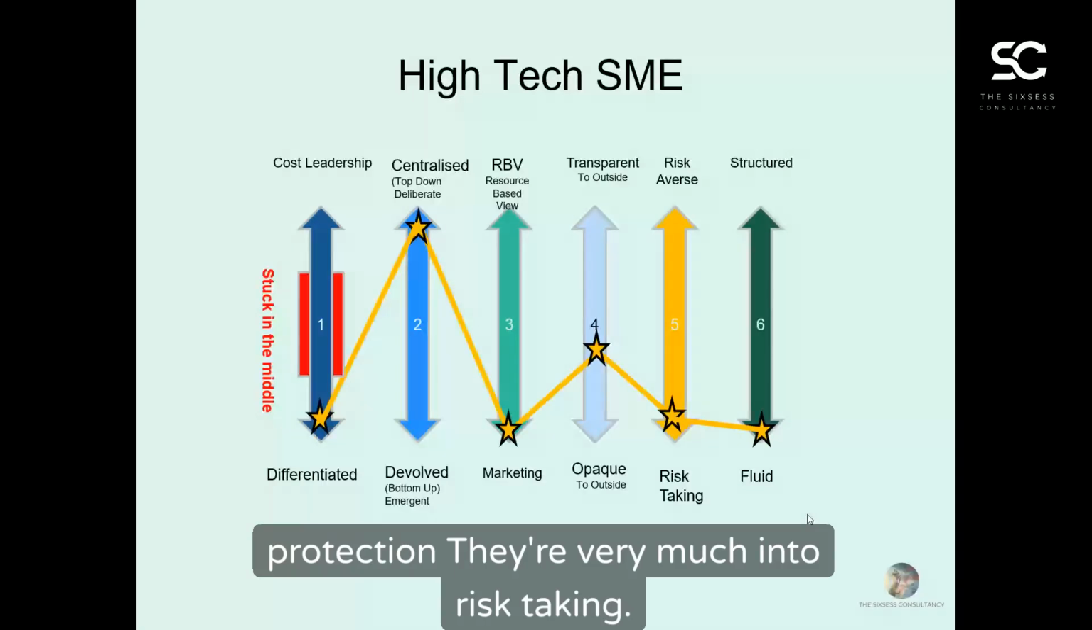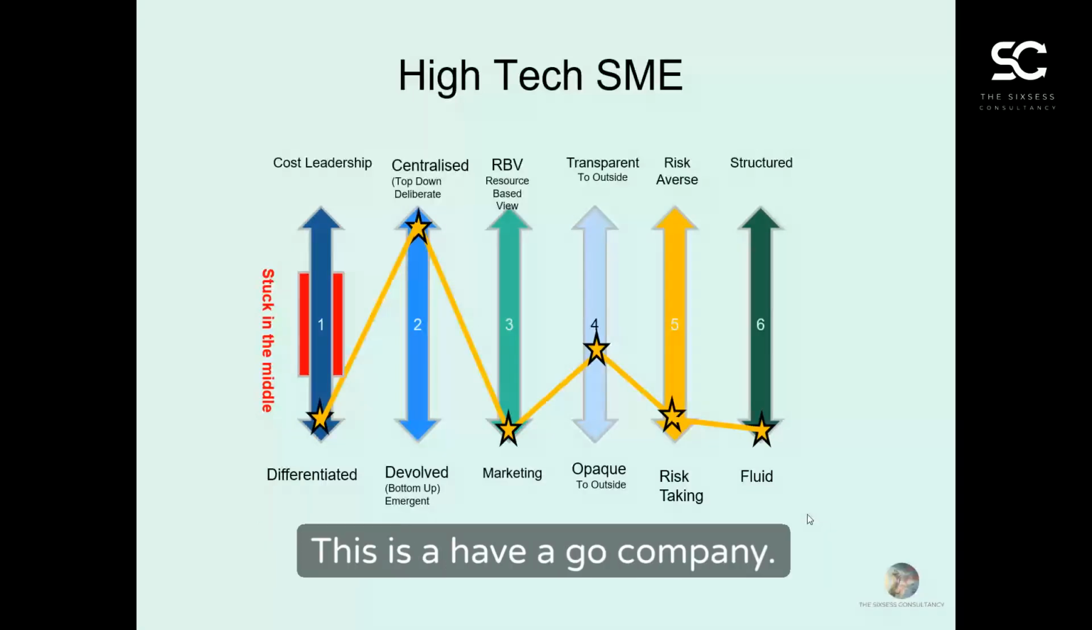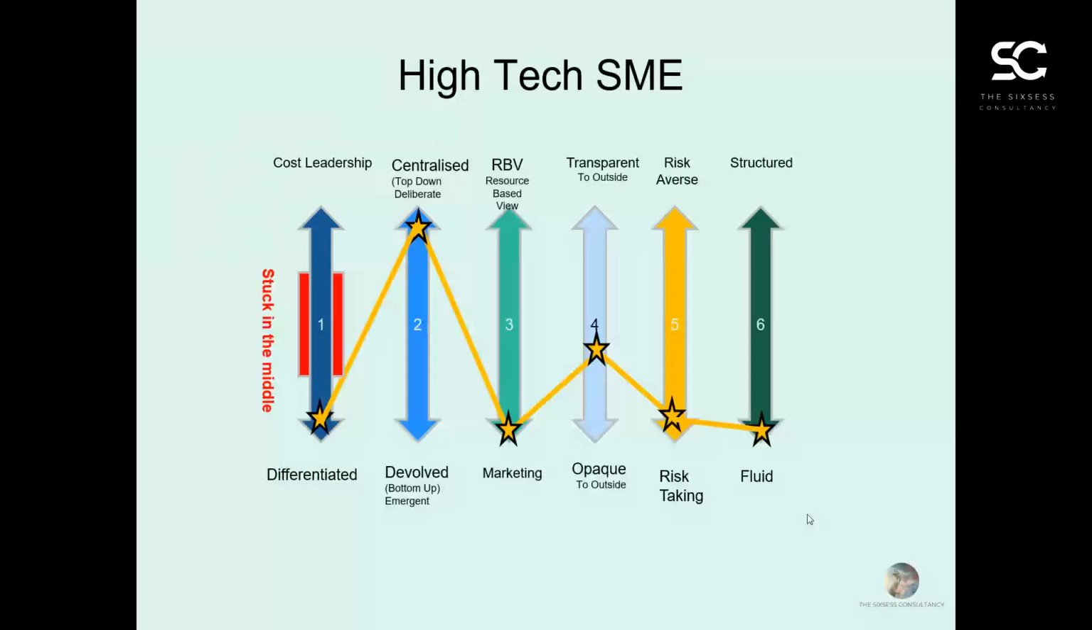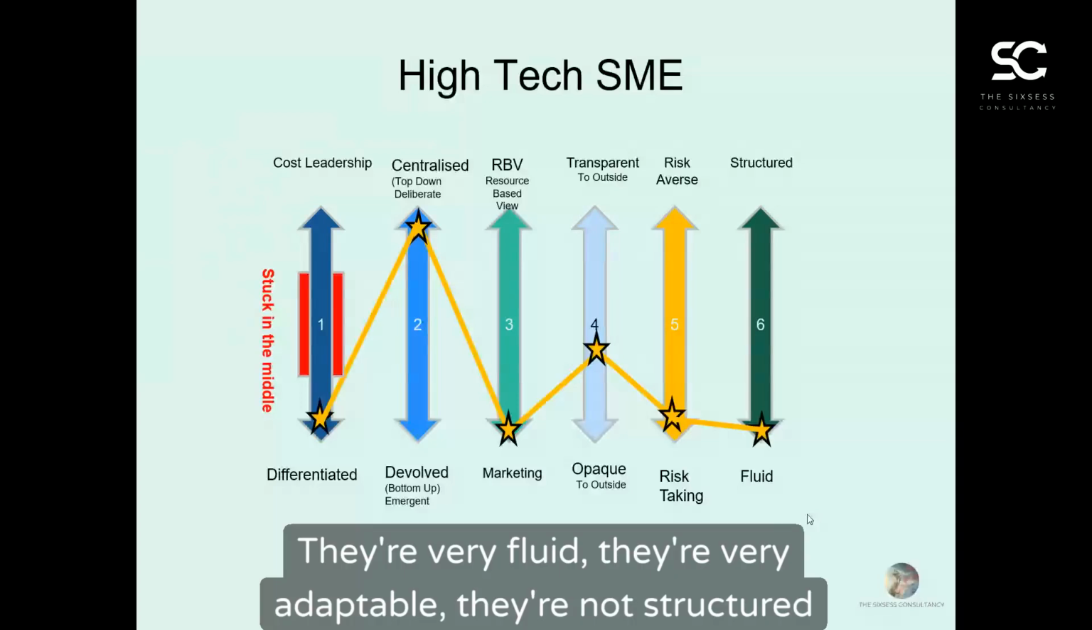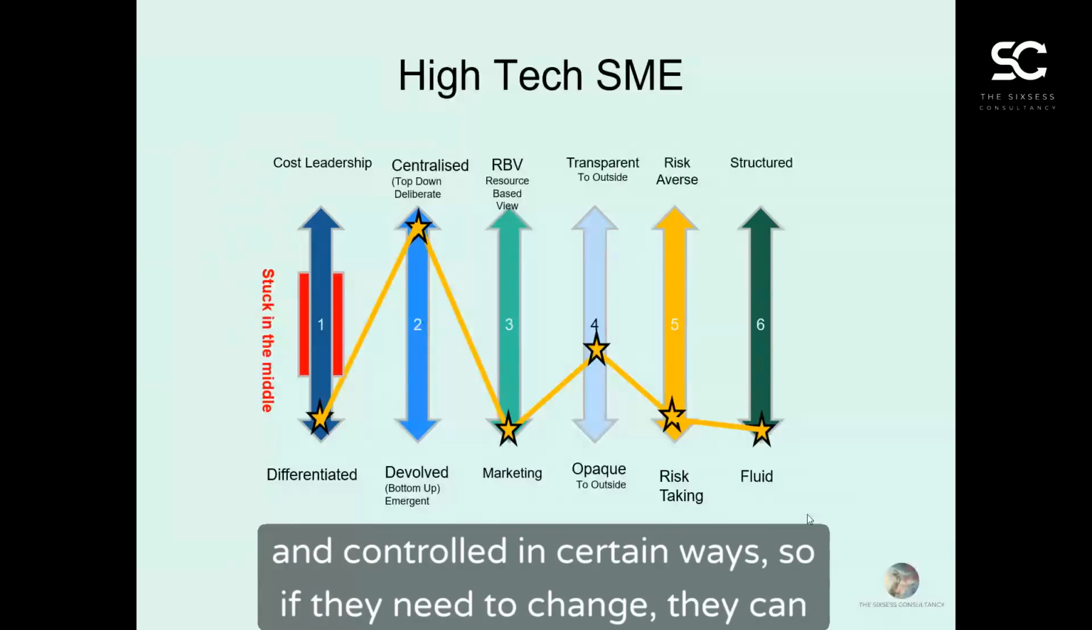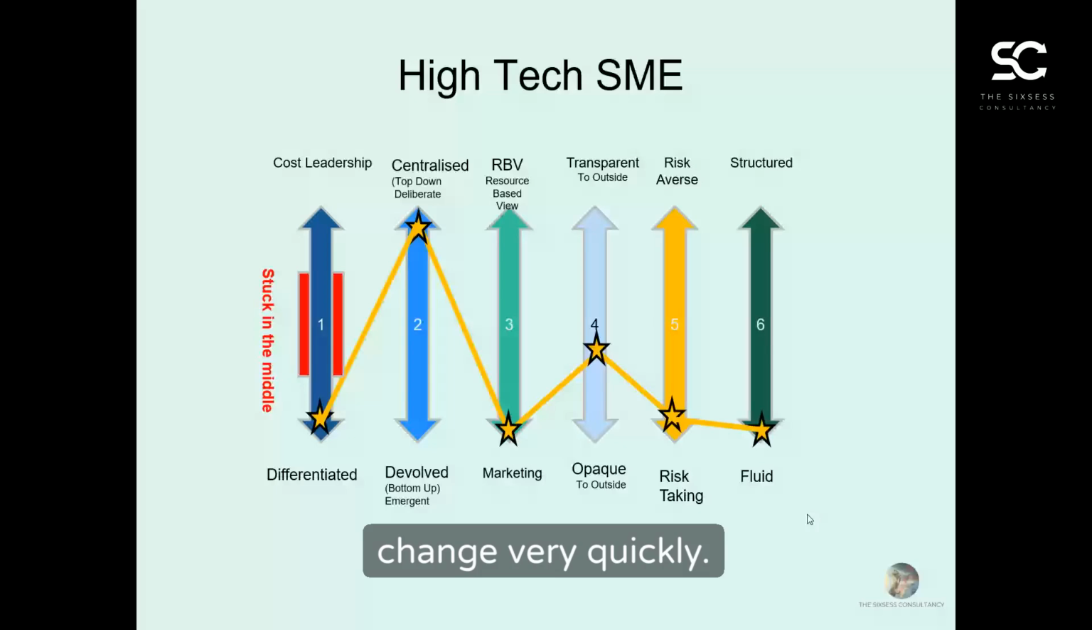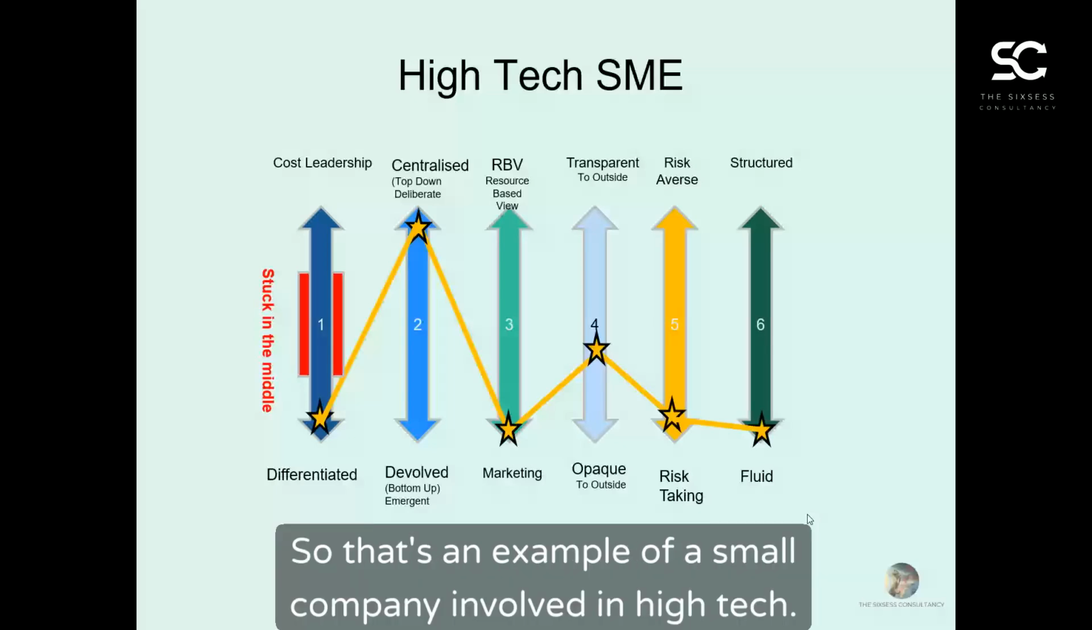They're very much into risk taking. They have a go. This is a have-a-go company. They're very fluid, they're very adaptable, they're not structured and controlled in certain ways. So if they need to change, they can change very quickly. So that's an example of a small company involved in IT.